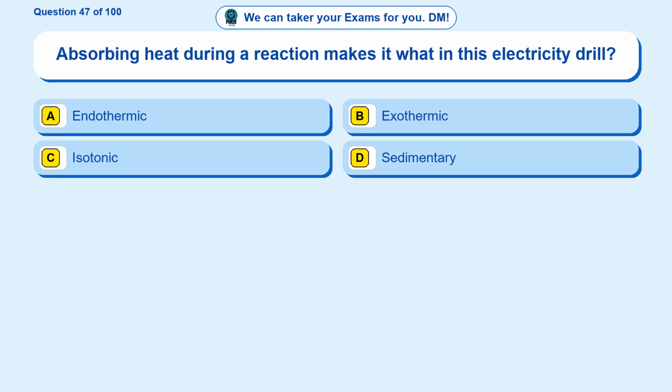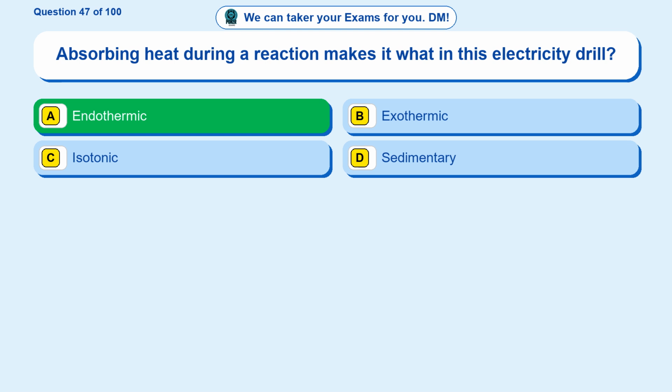Question 47. Absorbing heat during a reaction makes it what in this electricity drill? Option A, endothermic. Option B, exothermic. Option C, isotonic. Option D, sedimentary. The correct answer is option A.